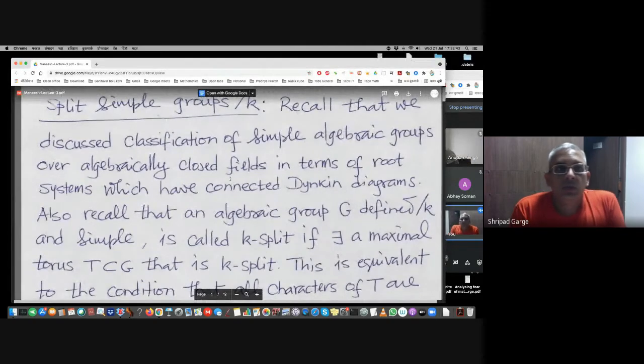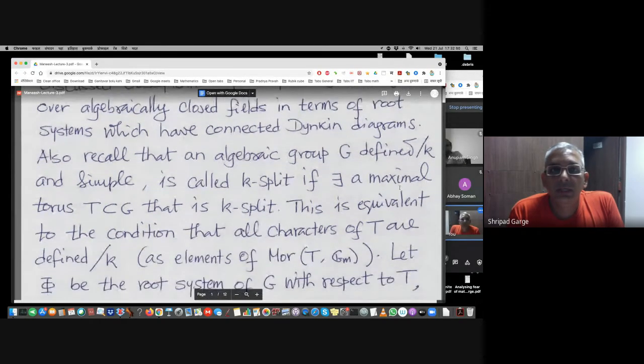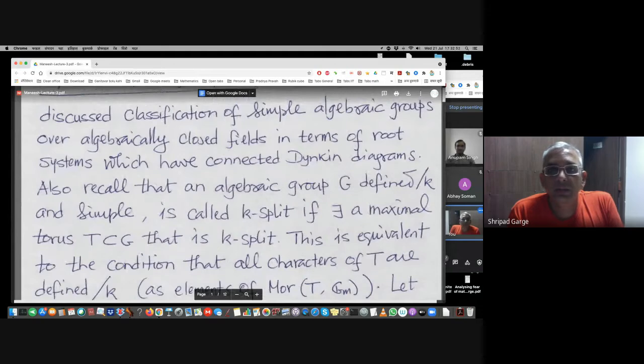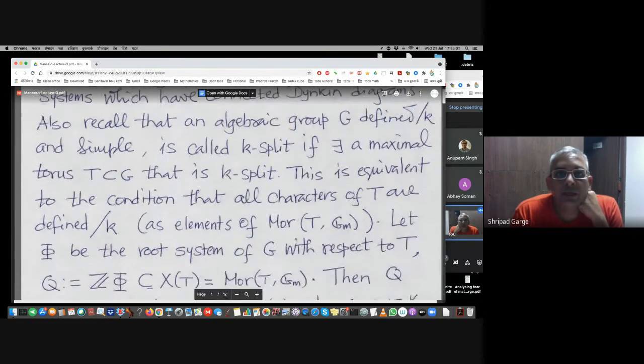Okay. So recall that we discussed classification of simple algebraic groups over algebraically closed fields in terms of root systems which have connected Dynkin diagrams. So if the group is simple, the root system is irreducible, and then the Dynkin diagrams are connected. Also recall that an algebraic group G defined over K and simple is called K-split. So this is over a general K now. This is called K-split if there is a maximal torus inside the group G which is split over K.